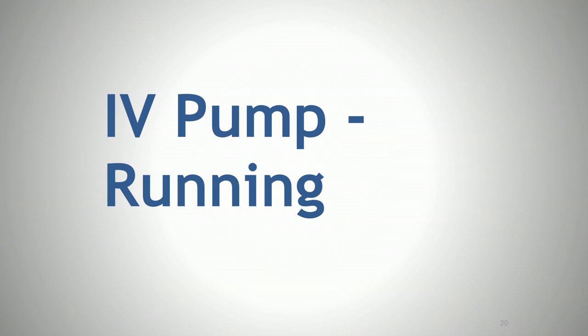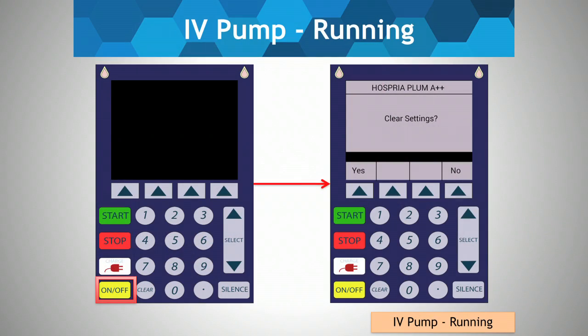The IV pump in running mode. This is a longer process because it mirrors the original real IV pump. So you have to go through multiple screens to get to a drug infusion. The first screen is the off screen. What you're going to do is press the on and off button, and that's going to go to the clear settings screen.